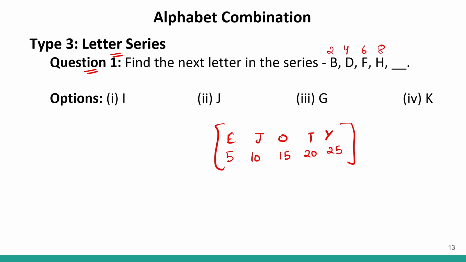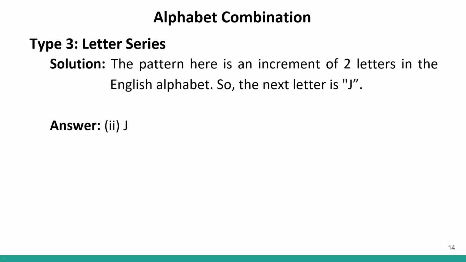So can I see a pattern? Definitely. This is plus 2. Correct? This is also plus 2. They are consecutive even numbers. This is also plus 2. So the next series will also be plus 2, that is 10th. So at 10th, what letter do I have? J. So this missing letter will be J. J is given in option number 2. So option number 2 will be the correct answer to this question. Okay? So it is an increment of 2 letters. Right?